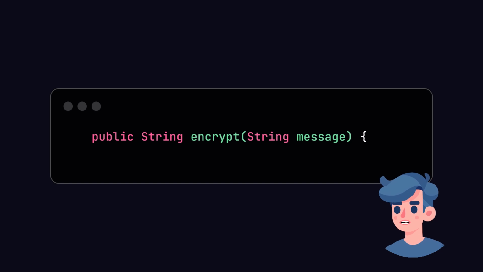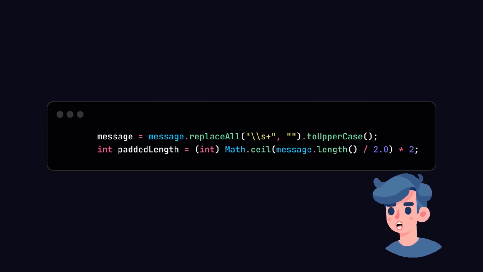To encrypt a message, we will define a method called encrypt. This method will take a string message as input. First, we need to ensure that the message length is compatible with our key matrix by padding if necessary. Let's remove any spaces and convert the message to uppercase to simplify our input. We'll then calculate how many characters we need to pad if the message length isn't even.